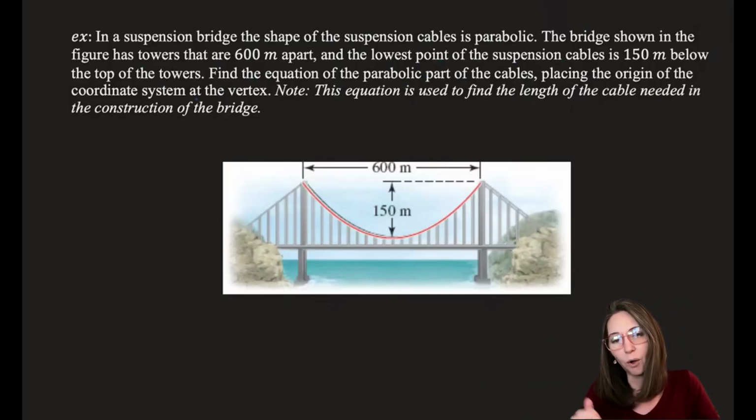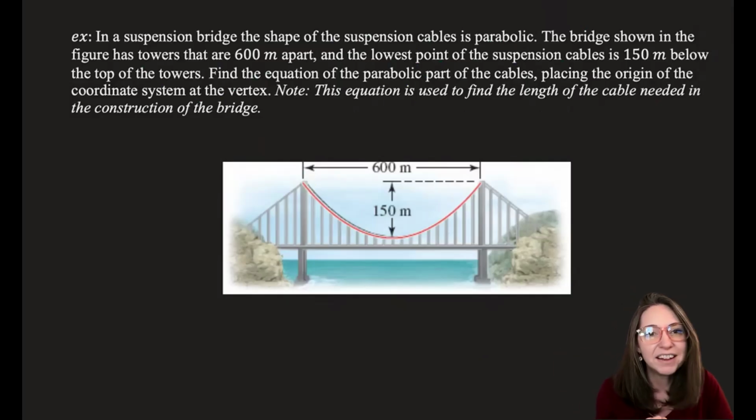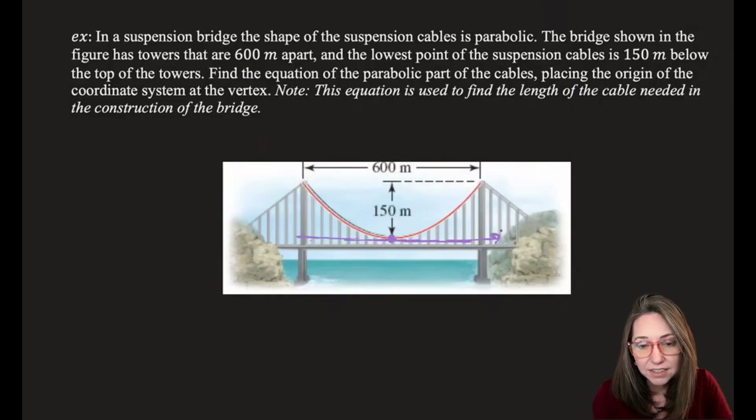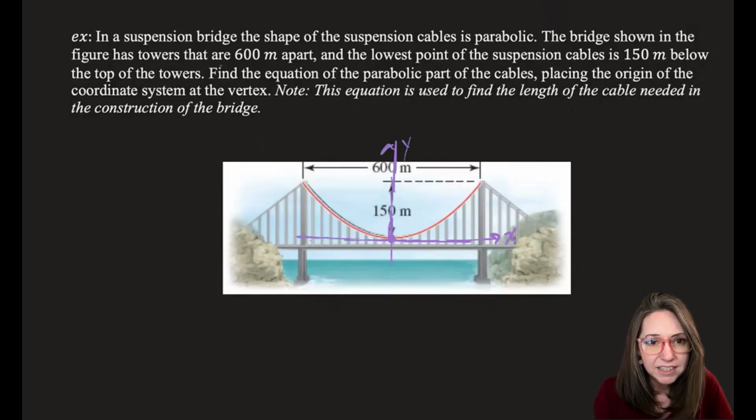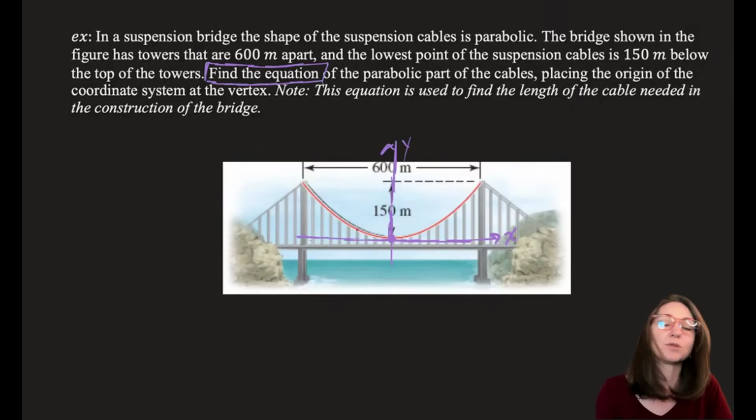To do that, that's a whole other branch of math. Okay, so we're not going to do that today. But what we are going to do is place the origin right here at the vertex, because that does make it simpler. So if that's an x-axis there, we would have a y-axis coming up through the middle here. Okay, and it says find the equation. So the goal is to find the equation of the parabola that models the shape of that bridge with the cable, the model of the cable, right?